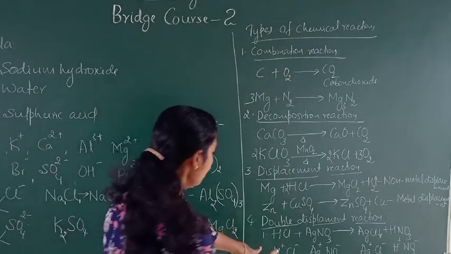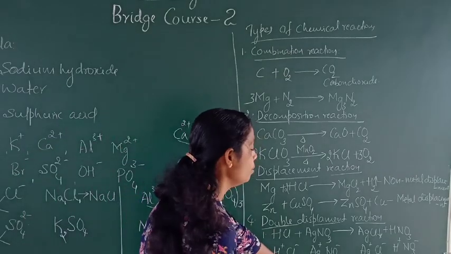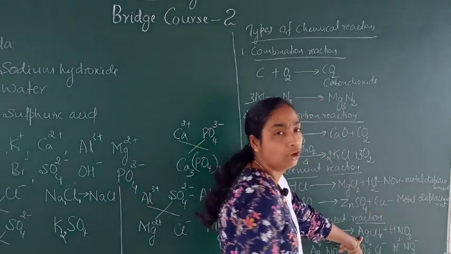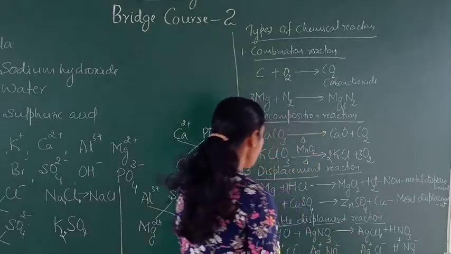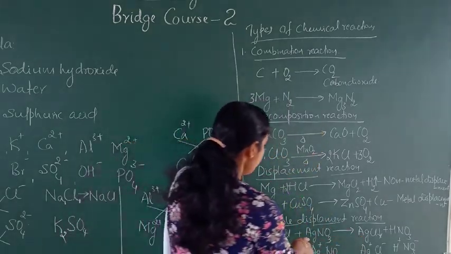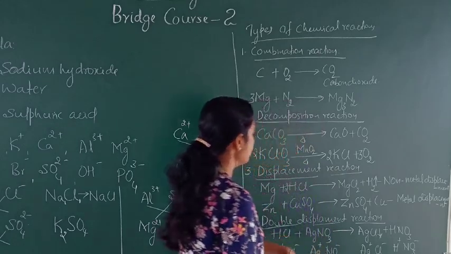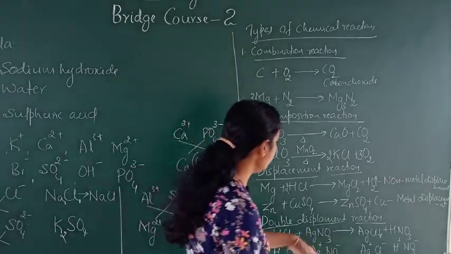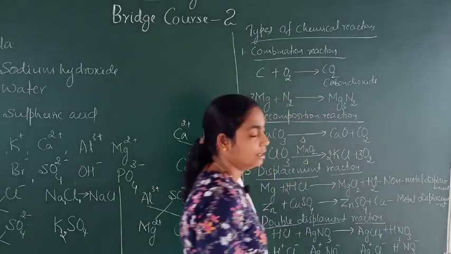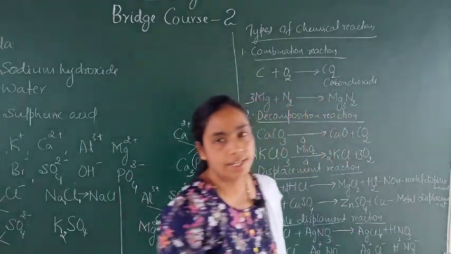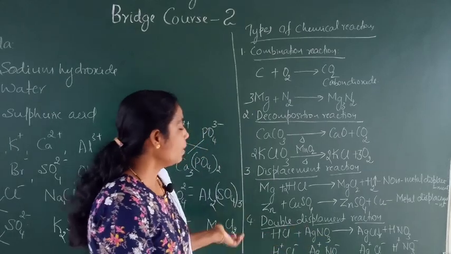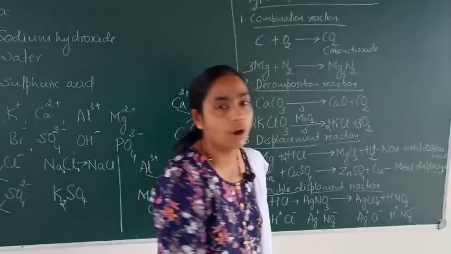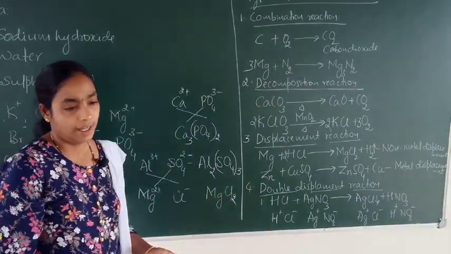Say, along with hydrogen, Cl minus ion is there in the reactant side. In the product side, that Cl minus ion is present along with silver. So, anion is exchanged. Next, in AgNO3, Ag plus ion is present along with nitrate, but in the product side, it is present along with Cl minus ion. Therefore, exchange of cations and anions takes place. Such a reaction is called double displacement reaction.